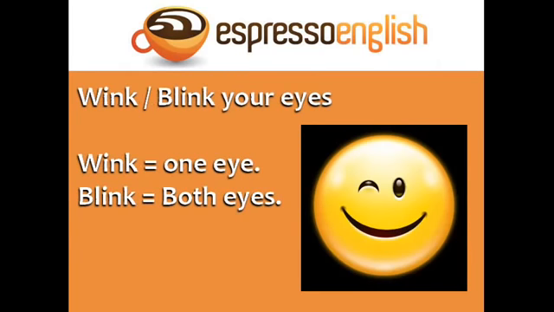Wink. Blink your eyes. You wink when you close only one eye and quickly open it again. This means something is funny or cute. Sometimes people also wink when they are romantically interested in another person. You blink when you close both eyes and quickly open them again. This gesture doesn't have any particular meaning because we do it constantly.